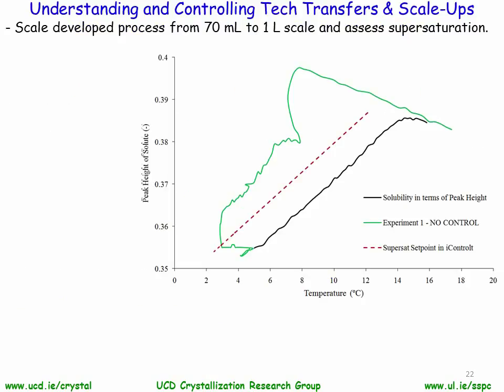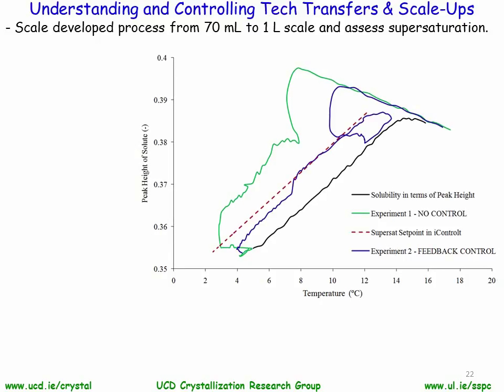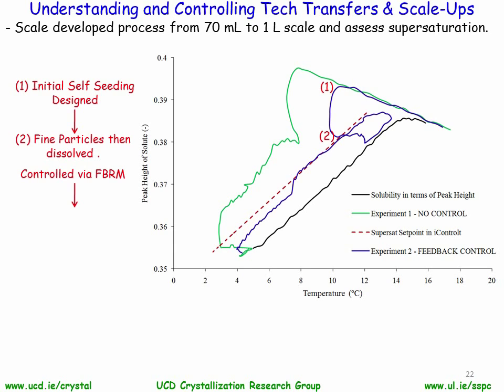Shown on this slide in the red dotted line is the supersaturation set point, which we predetermined to be 2 degrees centigrade. Shown here in blue, although it looks pretty complicated, is the supersaturation feedback control. I'll step down through this blue profile now to identify what each step means. Step 1, like we did in previous case studies, was an initial self-seeding. So we cooled to position 1 and held until product nucleation and growth was observed.